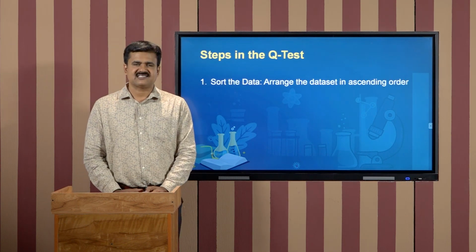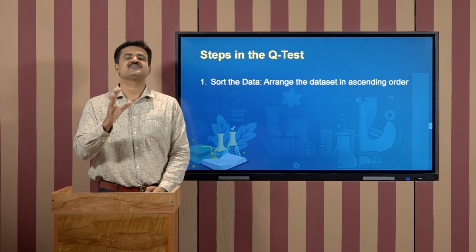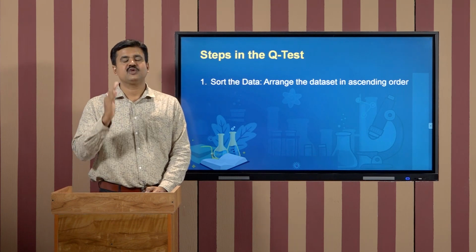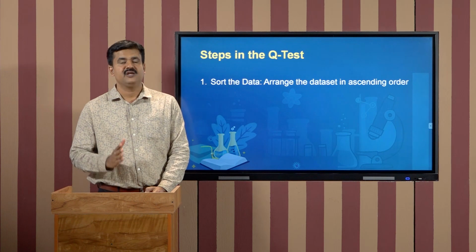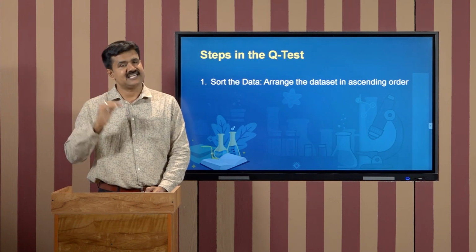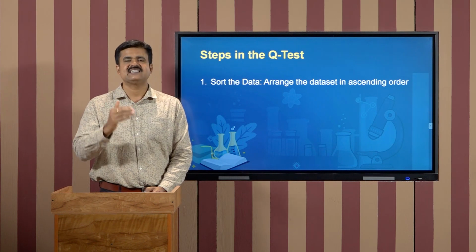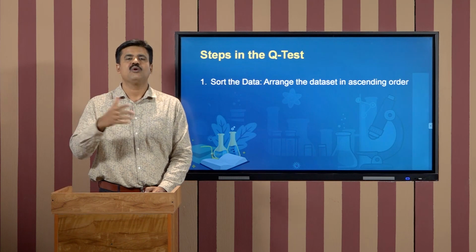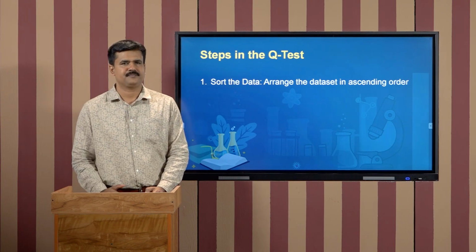Now, we are discussing the steps in the Q test. Suppose you are having a set of data. Based on that data, you wish to perform the Q test. In the first step, you have to sort the data. That means arrange the data set in the ascending order. So, you have to arrange all the given data in the increasing order of their magnitude.